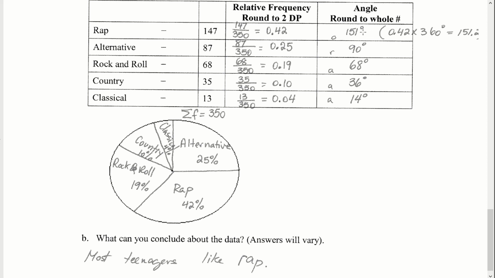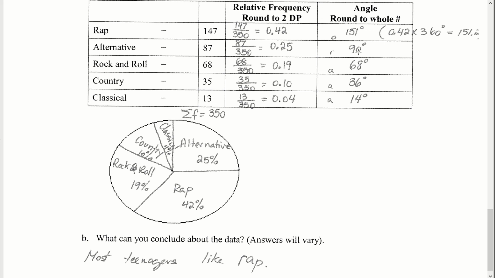But the largest category we see is rap. It would have a central angle here of 151. And then when you label the chart, make sure that you label it not using the angle, but using the relative frequency expressed as a percent. So 0.42, move the decimal 2 places to the right, would be 42%. For rock and roll, 19%, country is 10%, classical 4%, and alternative would be 25%.